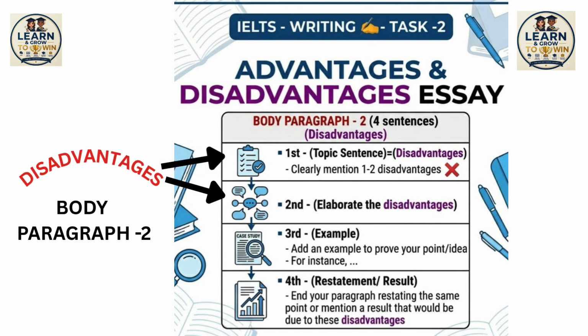Next, in your second sentence, you may elaborate the ideas of this topic sentence with further explanations related to the disadvantages. Thirdly, you can add an example to prove your ideas further. Finally, you can wind up writing the body paragraph with your fourth sentence, adding a restatement or a result that might take place in future due to these disadvantages.